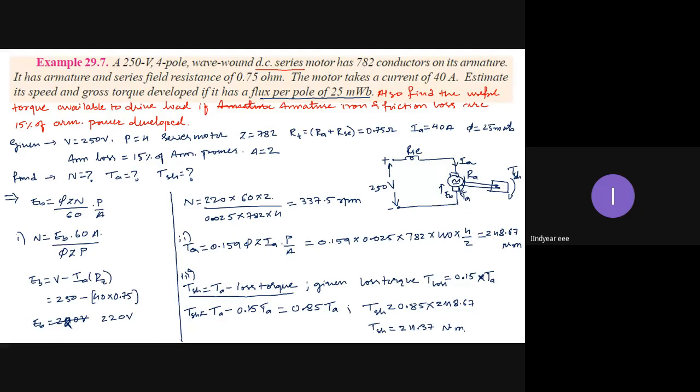If you want to extend the example, you can take one more point. Also calculate the output power. P out equals 2 pi n TSH by 60. You will get output power. We'll see that in some other example again. So this is the solution of the given example.